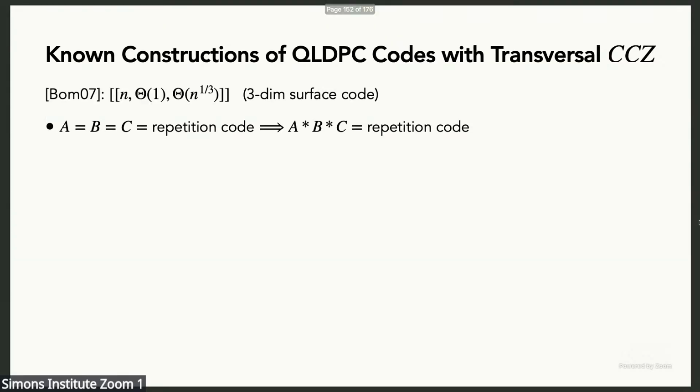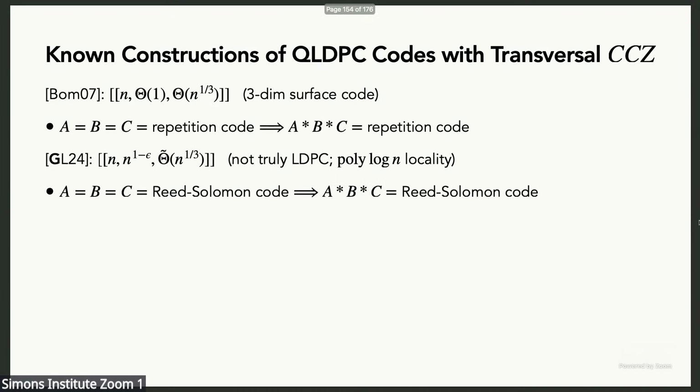So what are the known constructions? Of course, we could just take all three local codes to be a repetition code, so the product is also a repetition code. That's literally just giving us the 3D surface code. We could take all three local codes to be a Reed-Solomon code, so the product code is also a Reed-Solomon code. And that gives us these codes that we constructed with David Lin that I mentioned at the start.